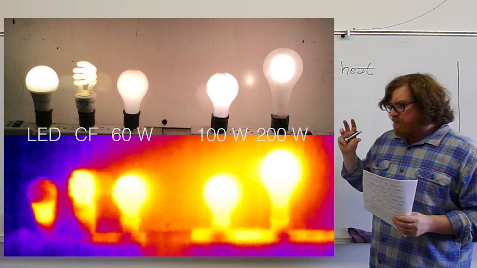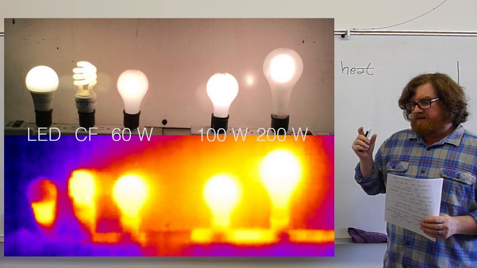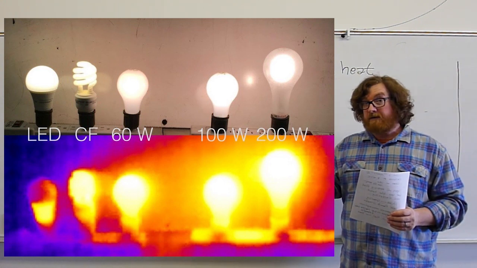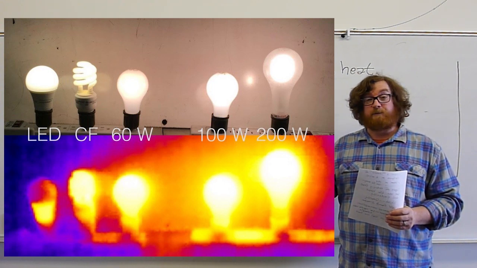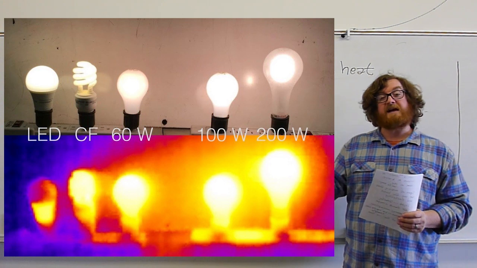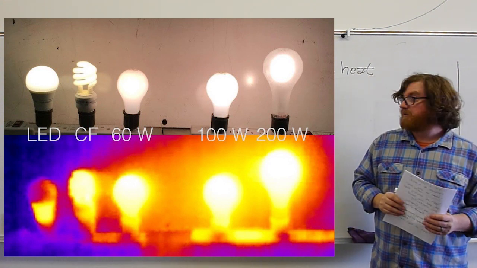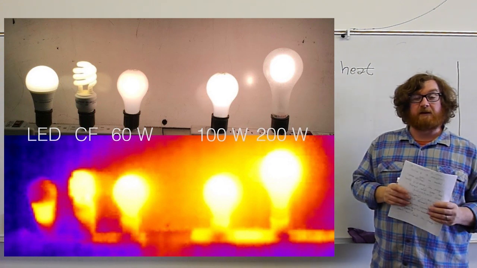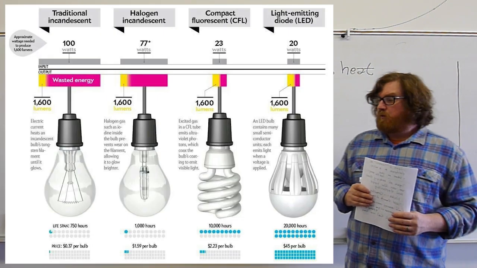Now, when we start looking at CFL and LED, essentially what happens is they're emitting energy primarily in the portion of the electromagnetic spectrum that's visible light, and less of it is emitted in the infrared spectrum, whereas when you look at the typical incandescent light bulbs, the infrared is all over the place, right? It's a huge amount of heat lost. So we'll actually take a look.